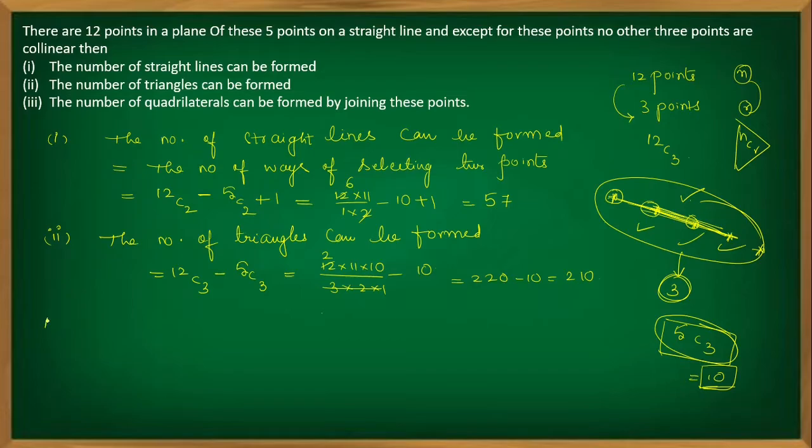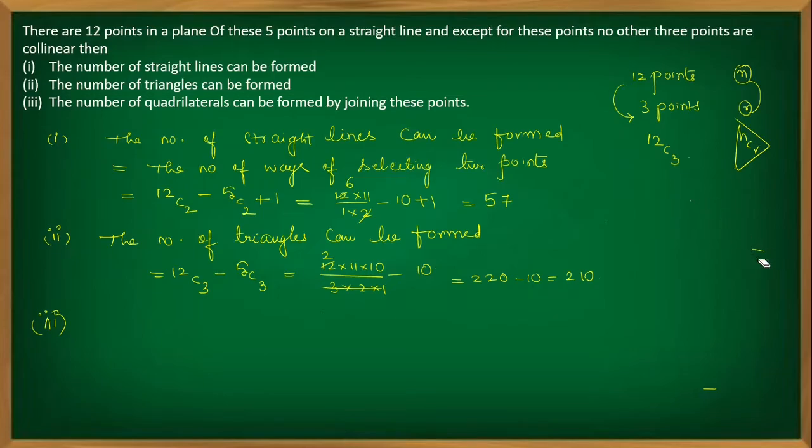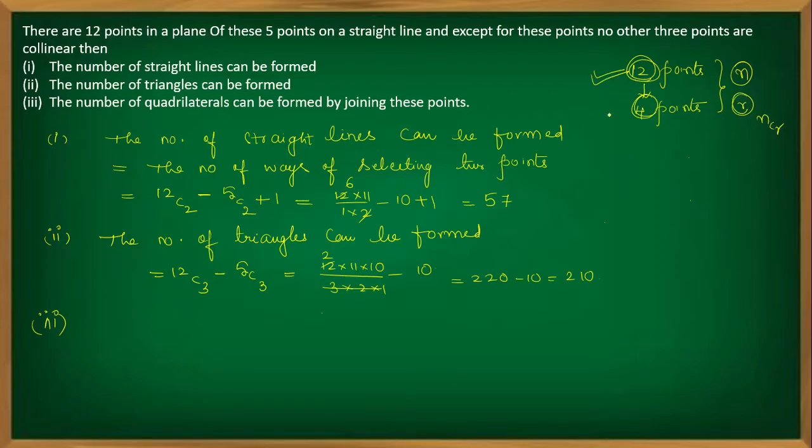Now the third question is, how many quadrilaterals can be formed? Quadrilateral means we need 4 vertices, right? So the number of quadrilaterals that can be formed: we have 12 points totally, and we want a quadrilateral, which means we want 4 points. Whenever you select 4 points, that is going to form a quadrilateral. So how many ways do you select 4 points from 12 points? N objects are given to you, the number of ways you can select R objects is NCR. So 12 objects are given to you to select 4 objects.